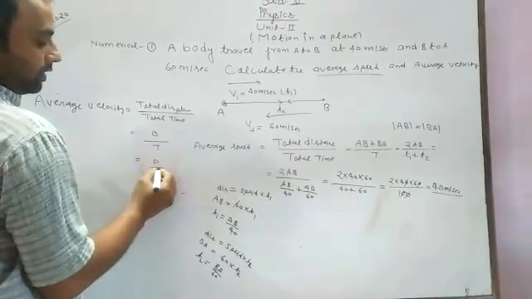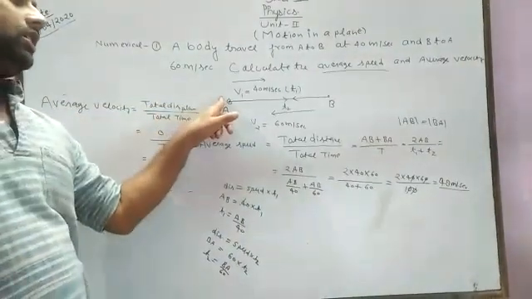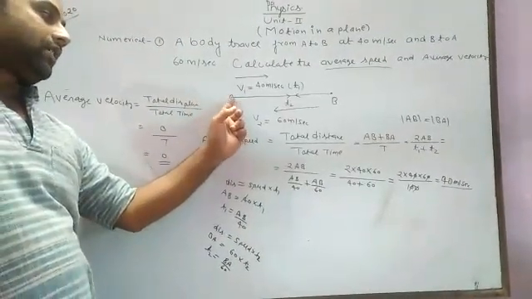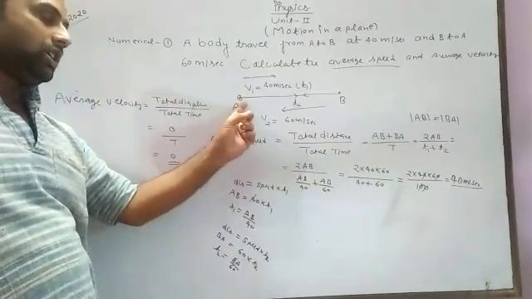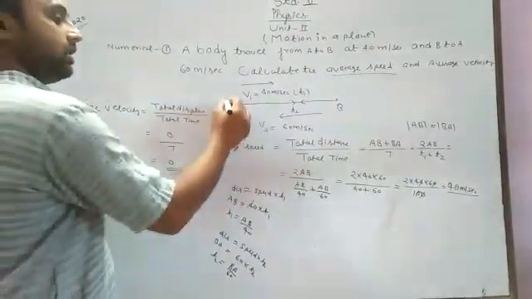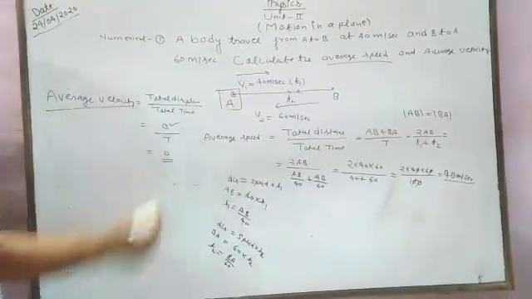Now the average velocity will be, because the particle is starting from here and after traveling a distance the particle comes again, the initial and final points will be the same, so the net displacement will be 0, and net displacement is 0, it means average velocity is also 0.